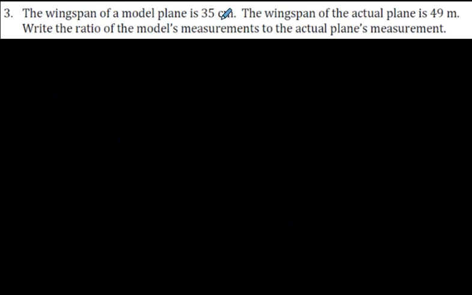The wingspan of a model plane is 35 centimeters. The wingspan of the actual plane is 49 meters. Write the ratio of the model's measurement to the plane's actual measurement. I think we're just going to do it with the colon. We're going to write something here and something here, but before we do that, we should change each of these to, I'm going to pick centimeters here, because that way we're not dealing with decimals.